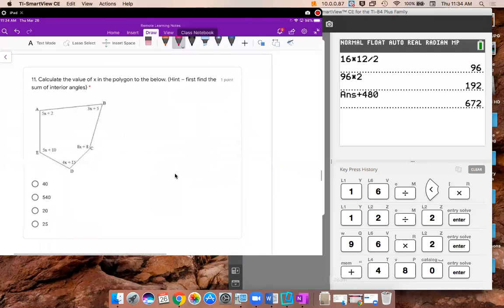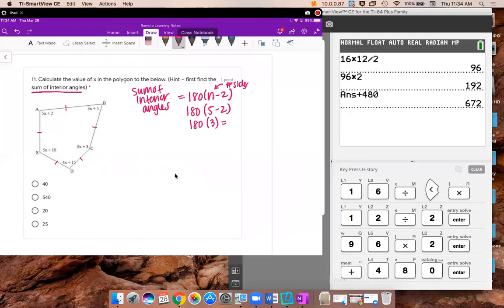Okay, this one's taking us back into a little bit of review from when we were working with angles and polygons. This is a 5-sided polygon. The first thing we want to do is find the sum of the interior angles. We had a formula to find all of them. It is 180 times n minus 2, where n represented the number of sides. So to find the sum of the interior angles for this one, we just plug 5 in for n. This becomes 180 times 3, which is really 540 degrees. Now we know that all of these angles inside of here have to add up to be 540 degrees.